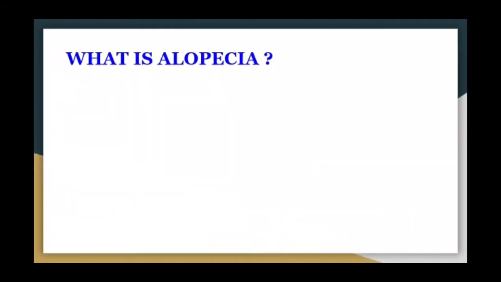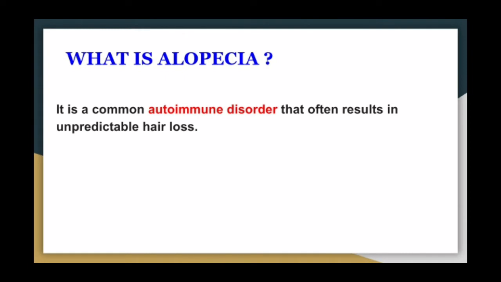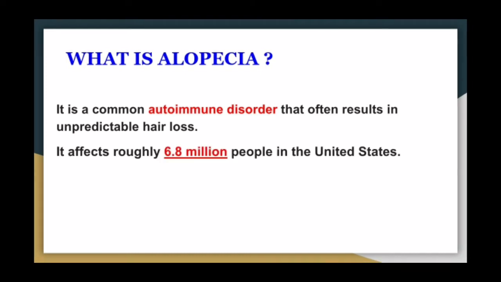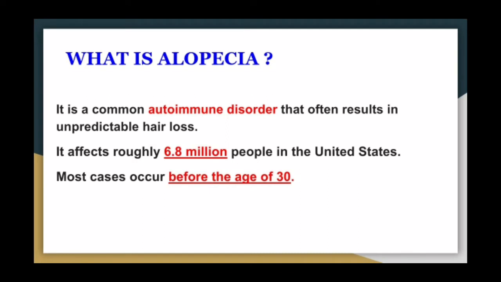So what is alopecia? Alopecia is a common autoimmune disorder which results in unpredictable hair loss. It means our own immune system starts attacking our hair cells and it results in extreme hair loss. It affects roughly 6.8 million people in the United States, and what actually happens is hair falls out in small patches around the size of a quarter or a small coin. This condition affects anyone regardless of age or gender, and most cases occur before the age of 30.